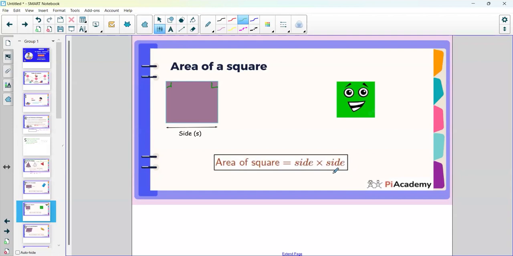Now you guys must be wondering, why don't we use the term length to describe the dimensions of a square? The reason is that length is always considered the biggest dimension. In the square, all the dimensions are the same. That's why instead of the word length, we use side. So the area of the square is side multiplied by side.